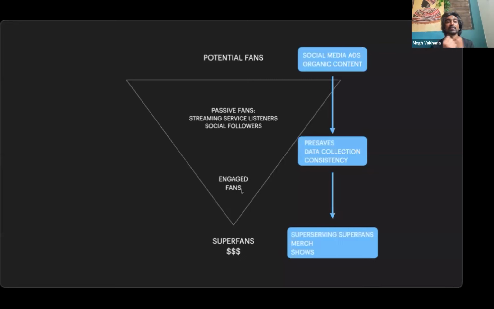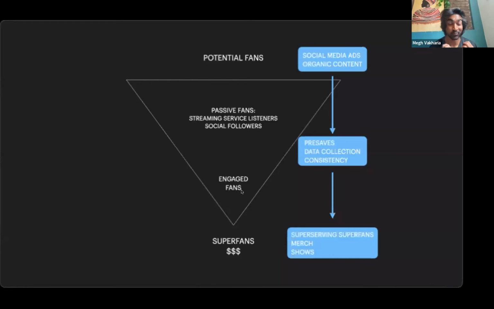It's really about taking this funnel and, diligently with every release, finding ways to bring new fans in as passive fans, then rewarding those passive fans so that you can turn them into engaged fans. If you do that over and over again, you're going to have super fans. You're going to have people that will buy merchandise when you drop it, and come out to shows and pay you, all of that. And it takes time. It's not easy.